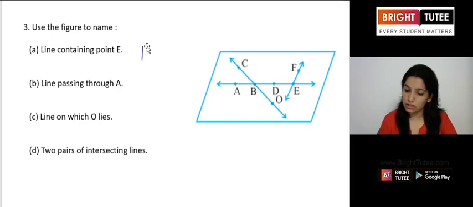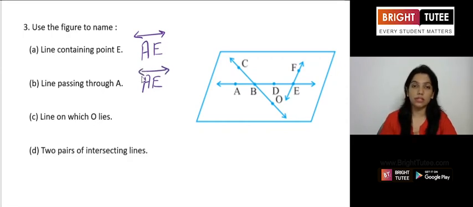It needs to contain the point E. So line AE. This particular line contains point E in it. Then it says line passing through A. A line that is passing through A is again AE. This is the line that is passing through point A. Then the third one is line on which O lies.